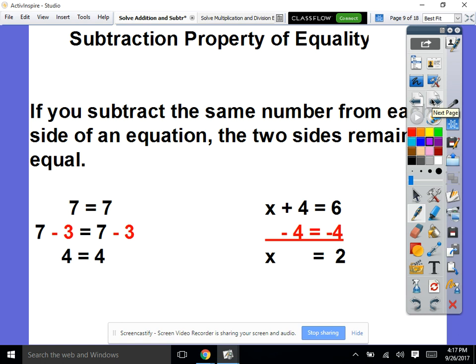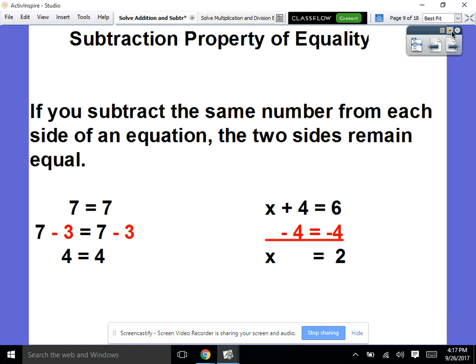All right, the subtraction property of equality says that if you subtract the same number from each side of an equation, the two sides remain equal. Now, I started with a number, 7 equals 7, so that you could see that 7 minus 3 is the same as 7 minus 3. It's still equal to 4. It's still a balanced equation because 4 equals 4.